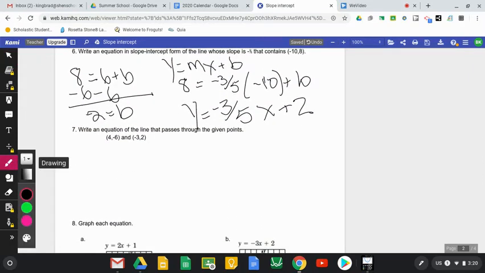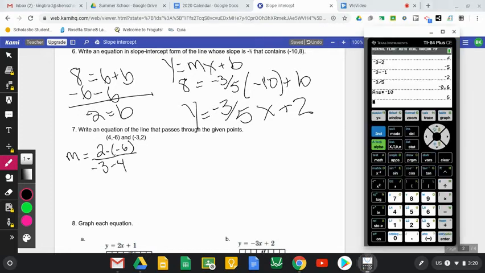All right, now we're going to do this one. Write an equation of a line that passes through the given points. What do we see here? There's no m and there's no b. But I have 2 points, so this goes back to yesterday. I can find what m is by using y2 minus y1 over x2 minus x1. So that's step 1. I'm going to find my slope. So 2 minus negative 6 over negative 3 minus 4. Take out the calculator.